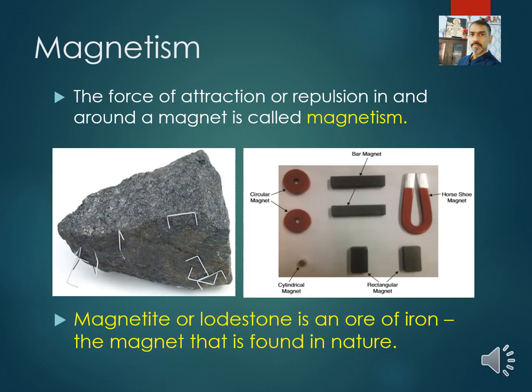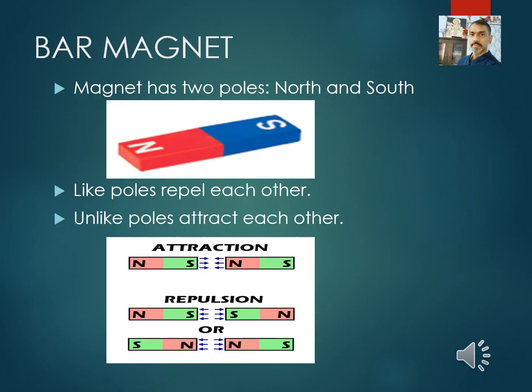What is magnetism? The force of attraction or repulsion in and around a magnet is called magnetism. There are many naturally occurring magnets such as magnetite, an ore of iron. Also, magnets can be made artificially. A magnet has two poles, north and south. The north and the south pole of a magnet can never be separated. That is, monopoles do not exist in magnetism. Like poles attract each other, whereas unlike poles repel each other.